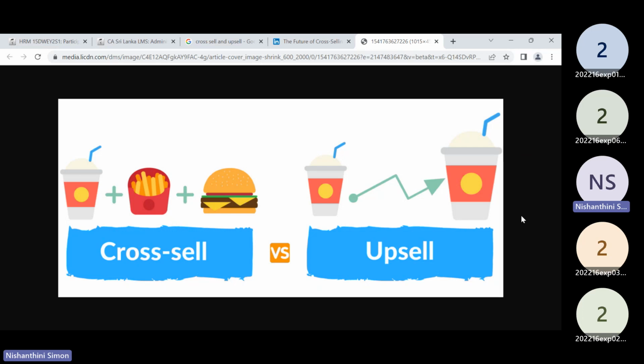Or if we go to a mobile shop to buy a smartphone, they say, buy this cover or the headset. Those are the needed accessories they are promoting to customers. That is what we refer to as cross-sell.